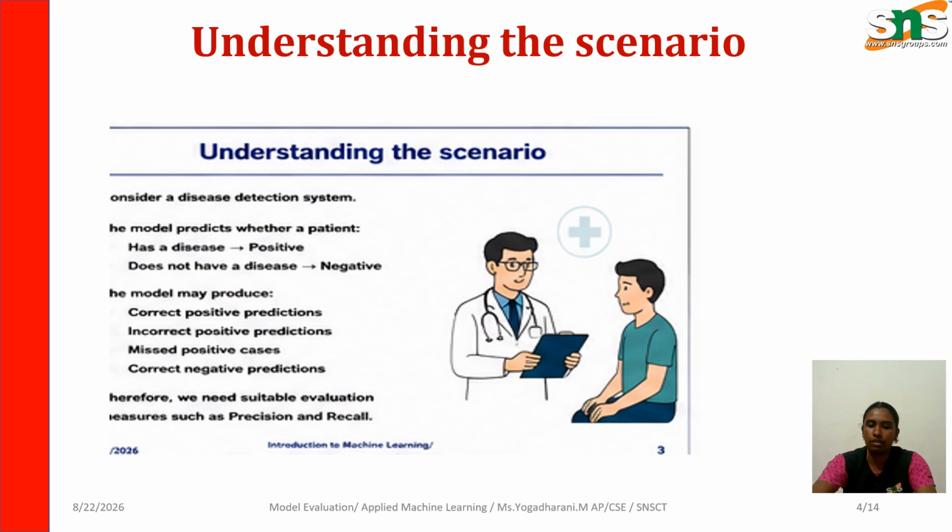To understand the scenario, imagine that you have developed a machine learning model to detect fraudulent bank transactions. Suppose the model identifies 100 transactions as fraud, but only 70 of those transactions are actually fraud. So, should we trust all 100 predictions? No. We need to know, out of all the transactions predicted as fraud, how many were actually fraud. This is where precision becomes important.